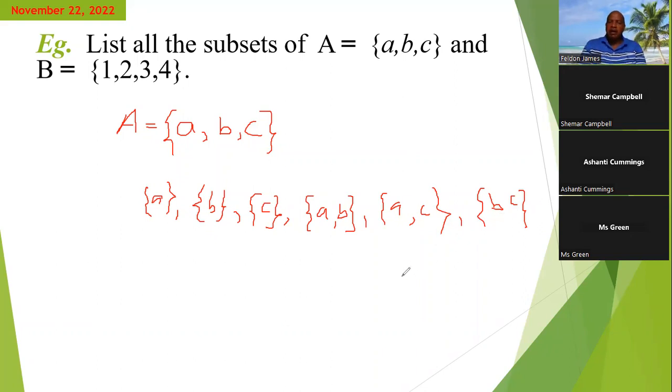Now, remember we talked about improper subsets. What are the improper subsets now? So these are the proper subsets, and we have the improper ones. We say the set itself, which is {A, B, C}, would be a subset, but it is an improper subset.